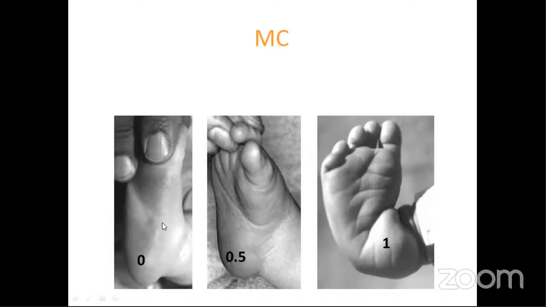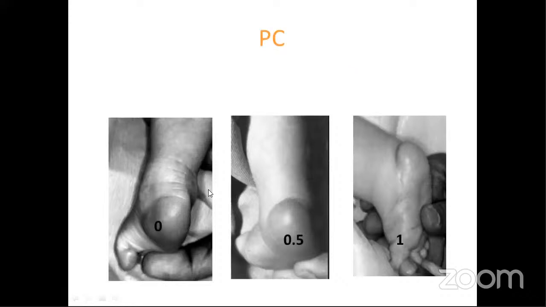So the medial crease, right? There is absence of crease on full correction. There is partial appearance of the crease. There is a full deep crease present over here. So this is one, this is 0.5, this is zero. Similarly, a posterior crease, right? You can see these multiple creases over here. That single deep crease is not there. So this is zero, whereas a single deep crease is present over here. So this is one.